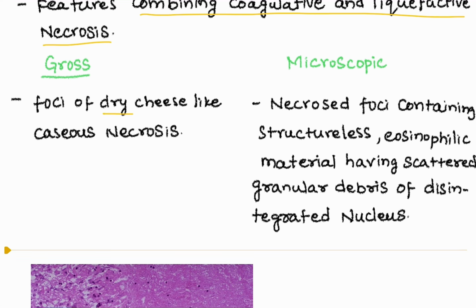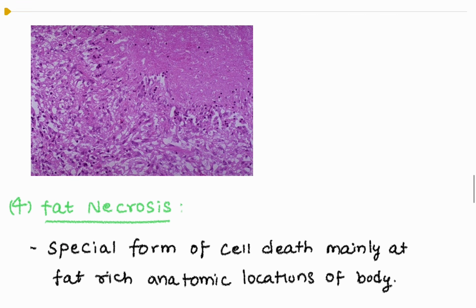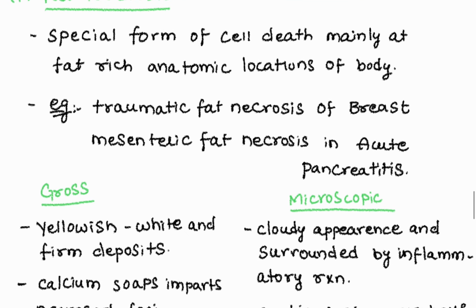Coming to gross and microscopic changes of caseous necrosis. Grossly, dry cheese-like caseous necrosis is seen, not many points here. In microscopic changes, the necrotized foci are structureless and more eosinophilic. Scattered granular debris of disintegrated nuclei are seen. See here, disintegrated nuclei are very few in the necrotized area, with scattered granular debris. You can appreciate the border, which is irregular, and structureless.